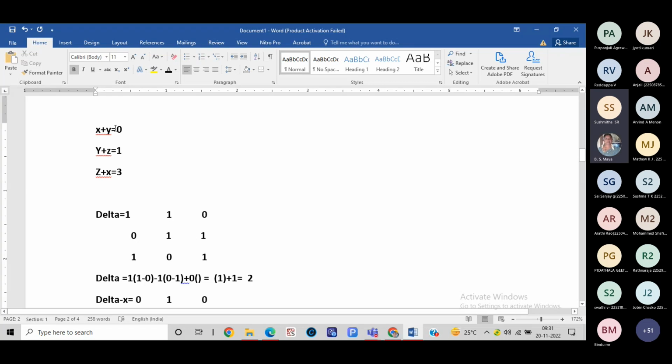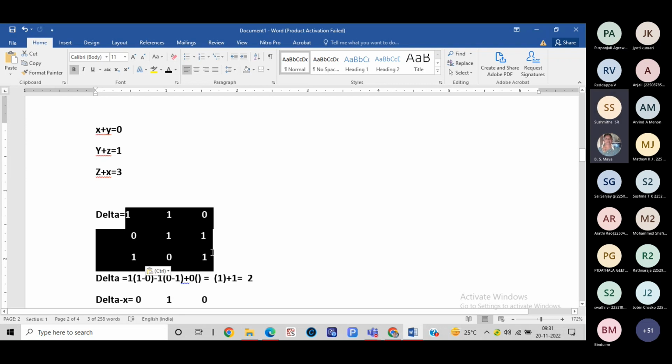Don't think the z factor is not given. Don't write a 2 cross 2 determinant. Always write a 3 cross 3 determinant, because we have 3 unknown values in 3 equations. X is there, y is there, z is there. Whenever you have 3 unknown values, always write the 3 cross 3 determinant. That's the first step, you should know it. Is that first step clear?